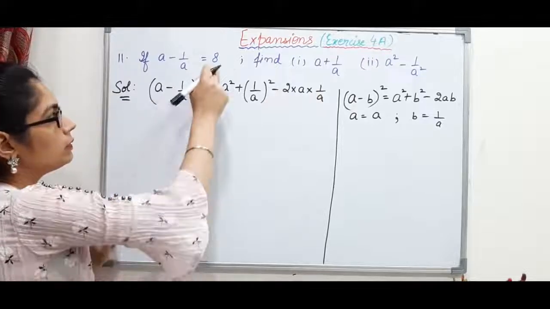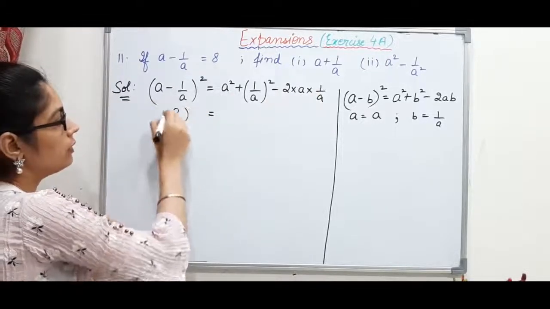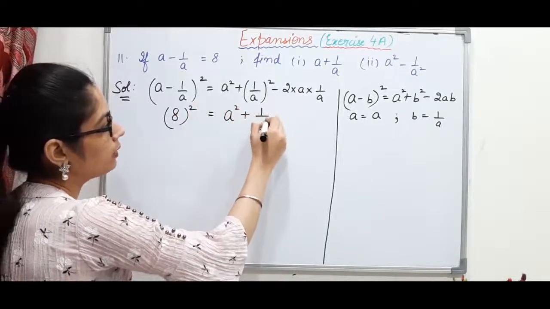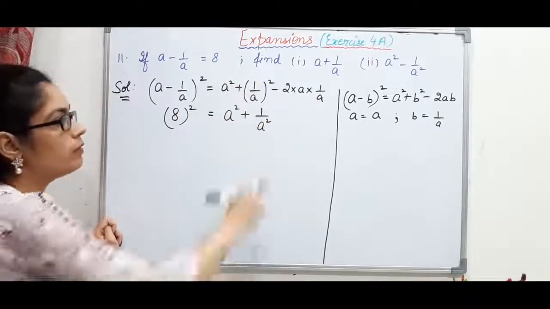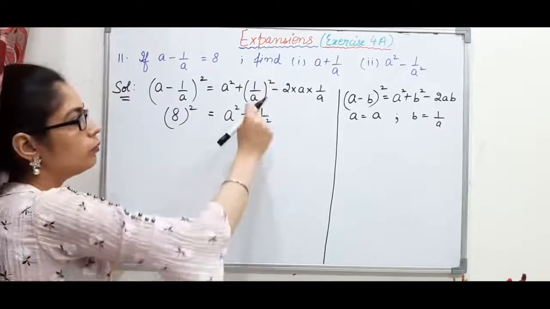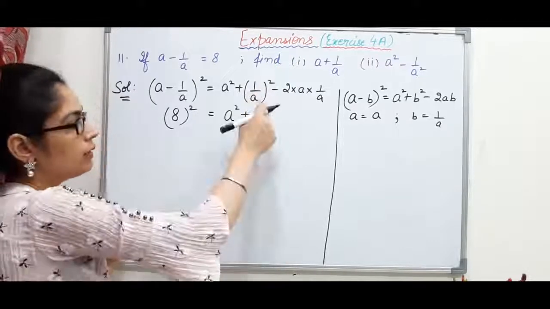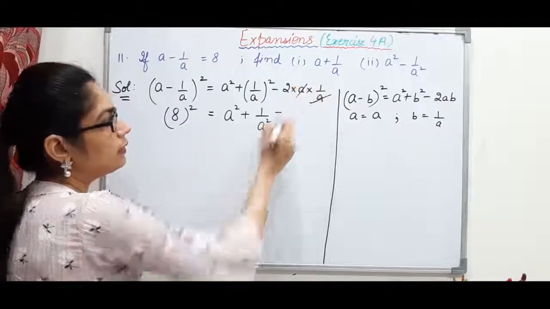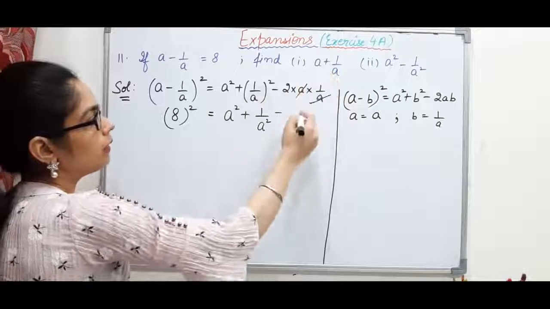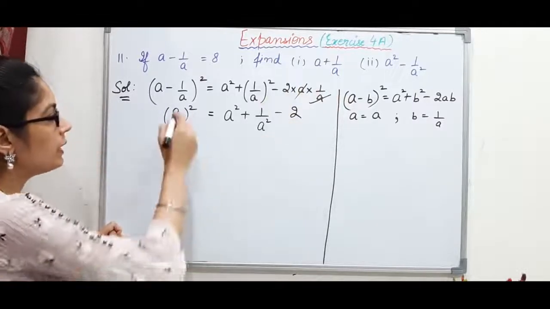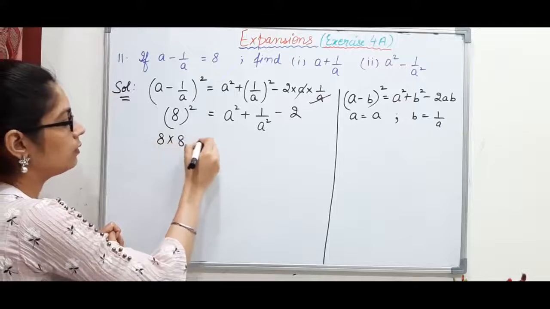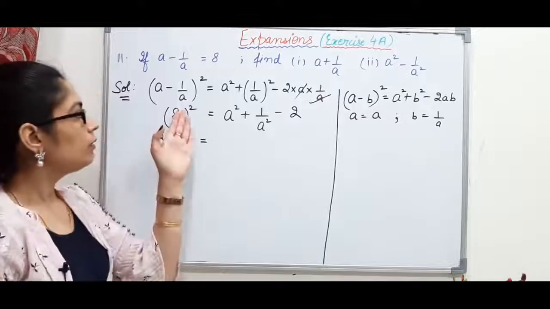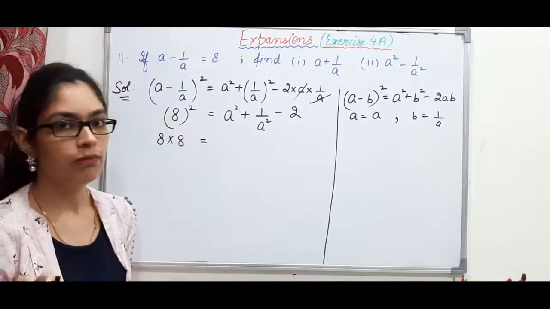So a minus 1 by a is given 8, we will substitute the value here. So 8 square is equal to a square plus 1 by a square, because this whole power square means with 1 also square is there and with a also square is there. So 1 square is 1, I have written it as 1, and a square I have written as it is. This a and this a will get cancelled, so minus 2 into 1 is minus 2. 8 square is 8 into 8. See why I am writing this step, because sometimes what students do, they will just multiply 8 with 2. So we don't have to do this thing.